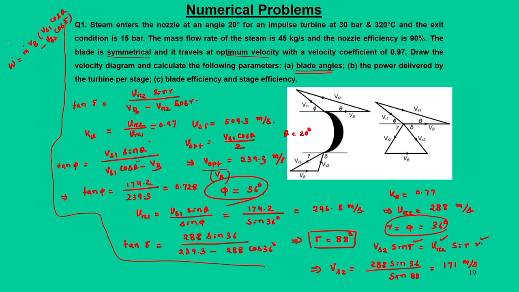So, all the blade angles are calculated. So, part A is done. So, part B is work done or power delivered by the turbine per stage. So, here we have all the expressions. So, here M dot is equal to 45 kg per second. V s 1 is 509.3 meter per second. V s 2 is 171 meter per second. Theta is equal to 20 degree. Delta is equal to 88 degrees. So, by inserting these things, we will say W dot would be 5089 kilowatt.